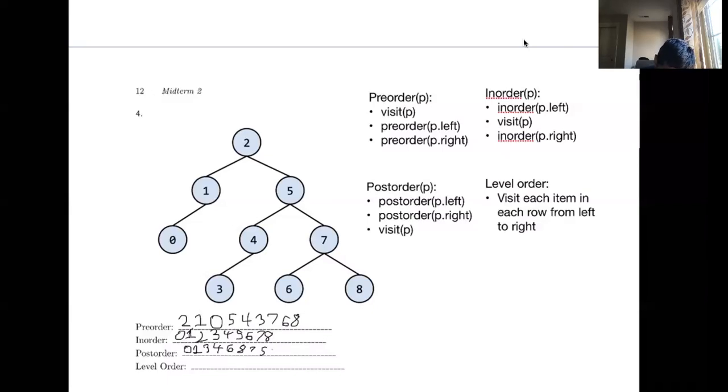Okay, and last but not least is our level order traversal. Remember, this is just like reading left to right from top to bottom. So we simply go 2. Then we examine all the nodes in this row, which is 1 and then 5. Then you examine all the nodes in this row, which is 0 and 4 and 7. And then you examine all the nodes in this row, which would be 3, 6, and 8. And that is the first part of the traversals problem.